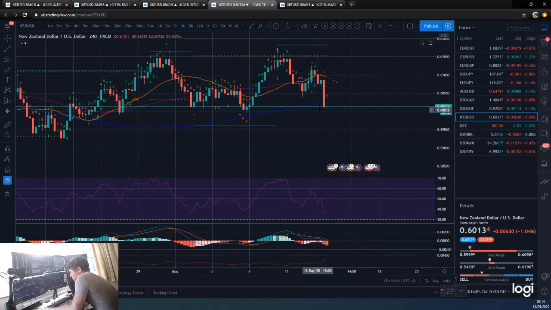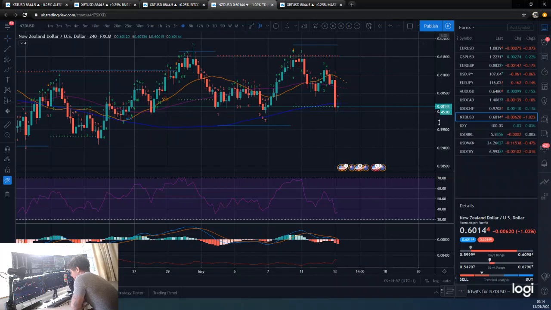You can see the 200 on the 4 hour pretty much holding the price, but I think it's more these horizontals rather than the 200. But yeah, I would see regaining the 200 and then these averages coming down, and we'll pretty much break down. That's what I'm expecting here on the 4 hour.